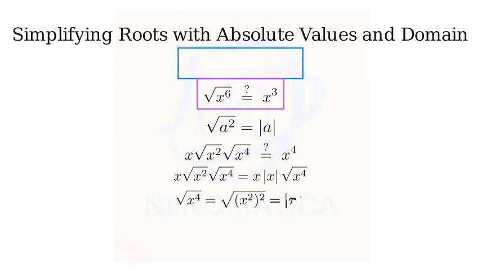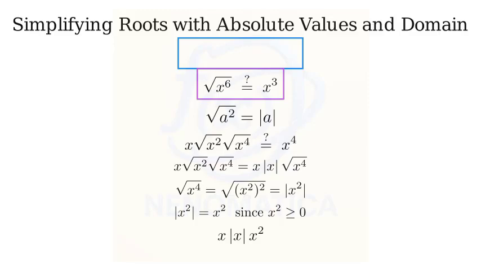Square root of x to the fourth is the square root of (x squared) squared, which equals absolute value of x squared. But x squared is already non-negative, so its absolute value equals x squared. Therefore, the product becomes x times absolute x times x squared.